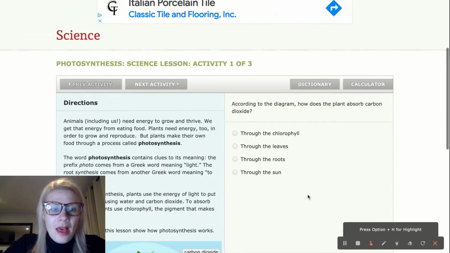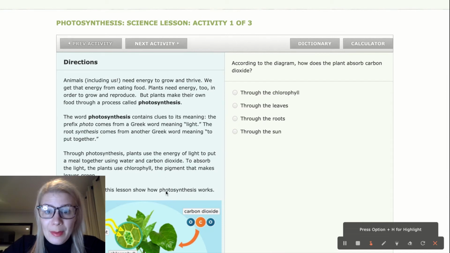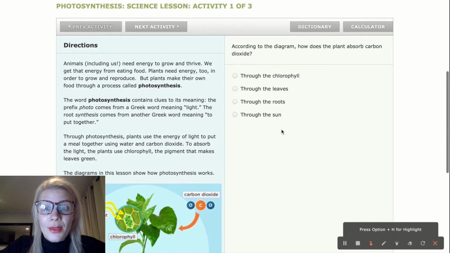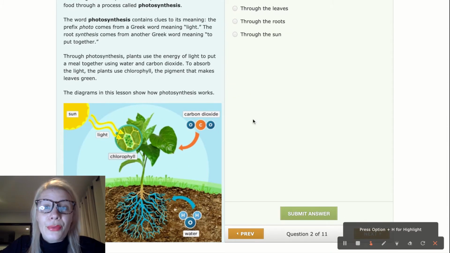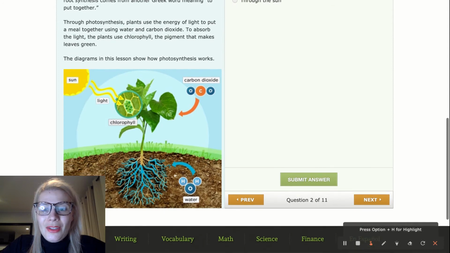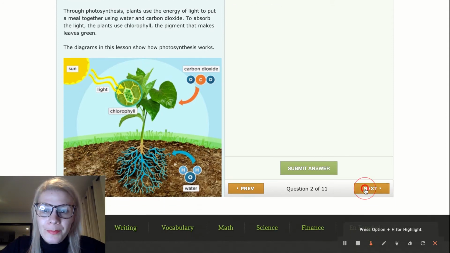Okay. Again, the next part is the same reading, only this time the question is, according to the diagram, how does the plant absorb carbon dioxide? So how does it get carbon dioxide? Is it through the chlorophyll, that pigment? Is it through the leaves? Is it through the roots, right? Or is it through the sun? And you're going to click whichever answer you think is right and then submit it, and then you can go on to the next part.